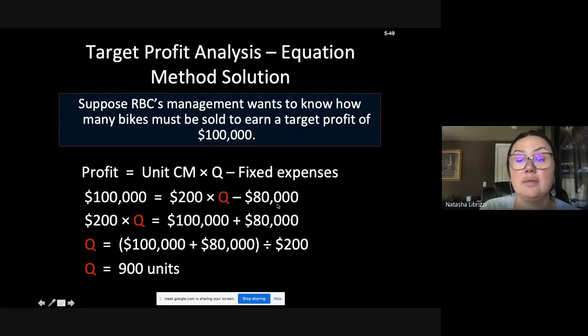Minus 80,000 of fixed cost. So mathematically work it out. You're going to move your Q on this side. You're going to move your dollar figure on this side. So once you do your math, 180 divided by 200 equals 900 units.